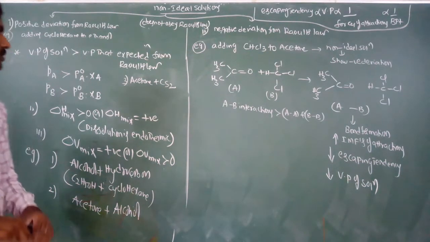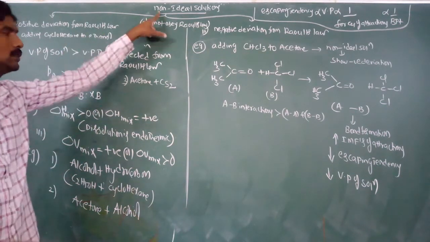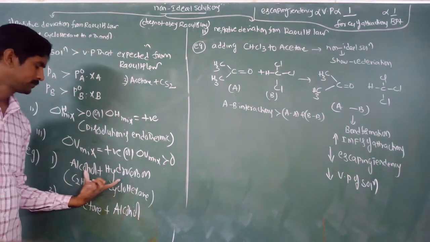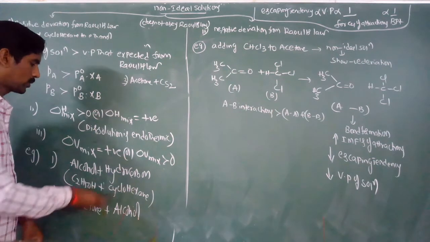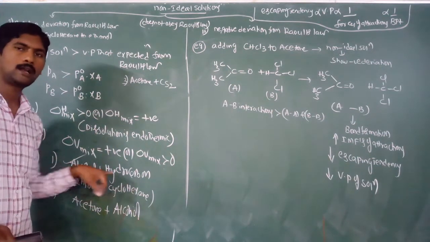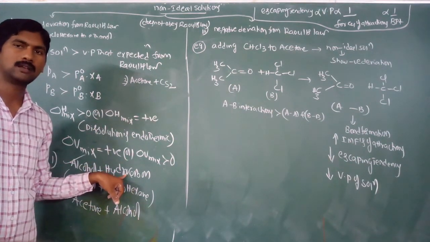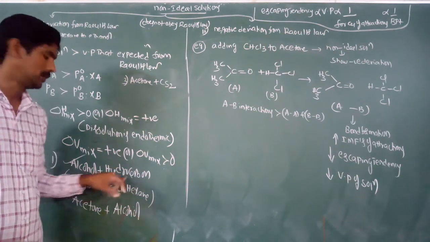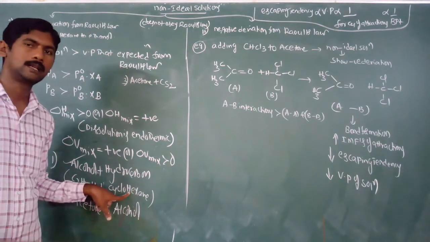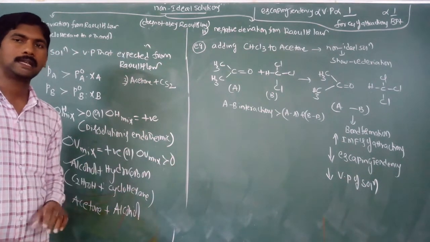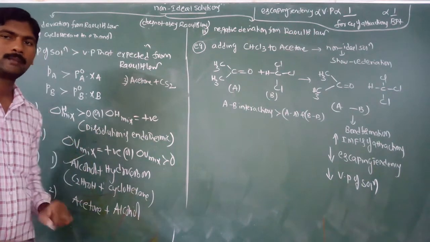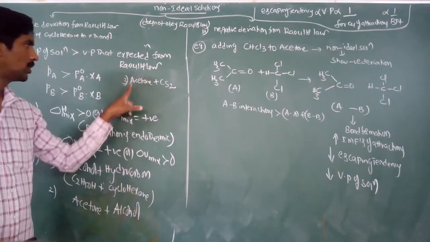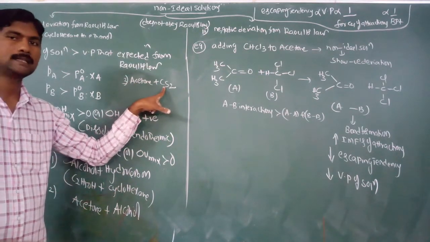What are the examples of non-ideal solutions which can show positive deviation from Raoult's law? The very first one is alcohol plus hydrocarbon mixture. Any alcohol-hydrocarbon mixture is an example of a non-ideal solution which can show positive deviation from Raoult's law. That is ethanol plus cyclohexane or methanol plus n-hexane. And one more is acetone plus alcohol. Third one is acetone plus carbon disulfide.